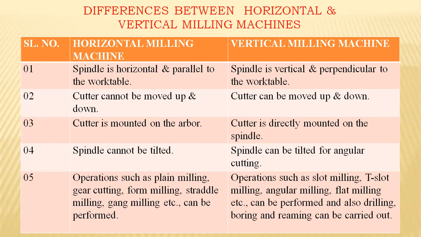Let's glance at the basic differences between the horizontal and vertical milling machine. Comparison between the horizontal milling machine and vertical milling machine. In the case of the horizontal milling machine, the spindle is horizontal, as the tool or arbor is fixed horizontally and is parallel to the work table. But in the vertical milling machine, the spindle is vertical, nothing but the tool will be in a vertical position, perpendicular to the work table.